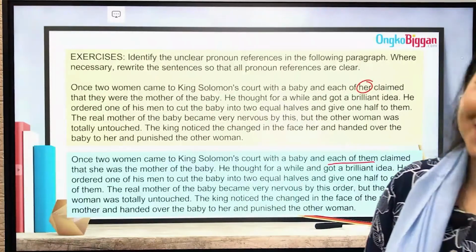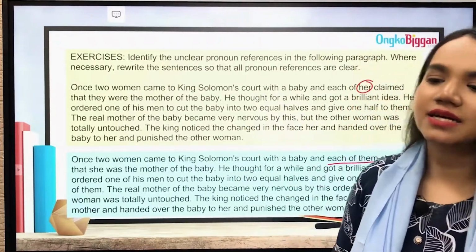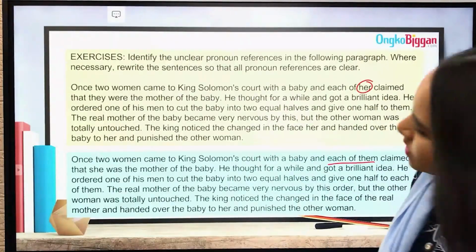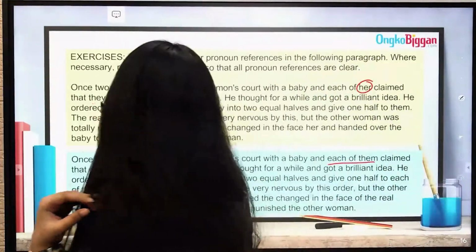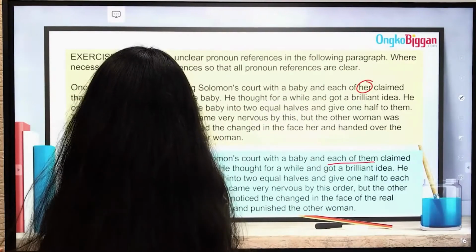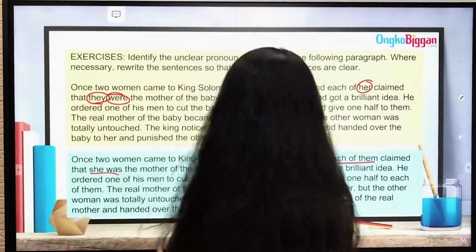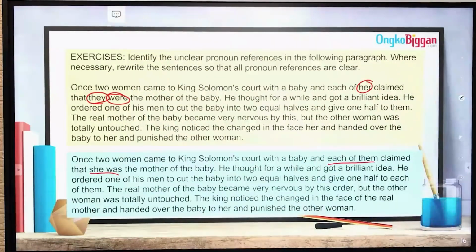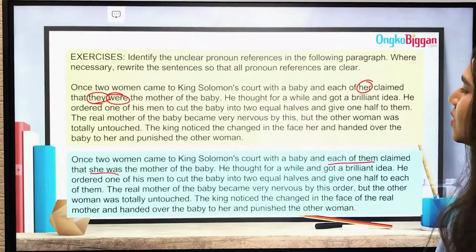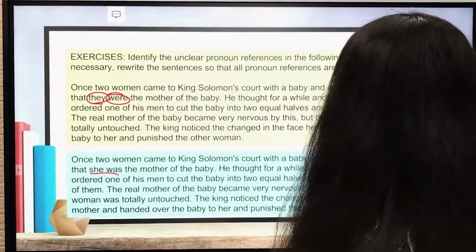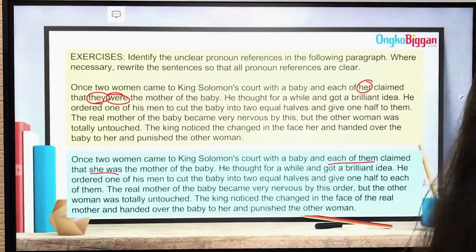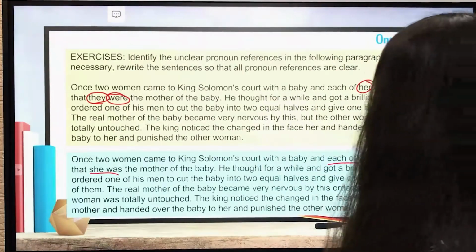This is not possible. You cannot say that together two women are the mother. So you can say each of them claimed that she was. So where will be was? She was the mother of the baby. He thought for a while and got a brilliant idea. He ordered one of his men to cut the baby into two equal halves and give one half to them.